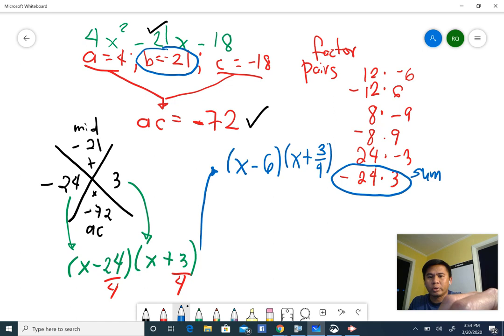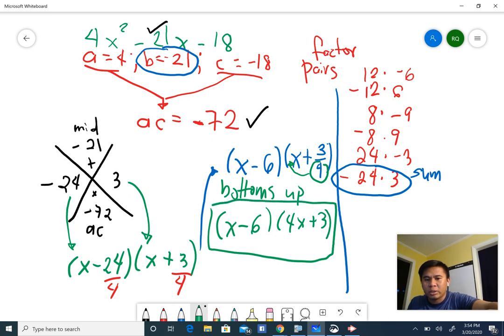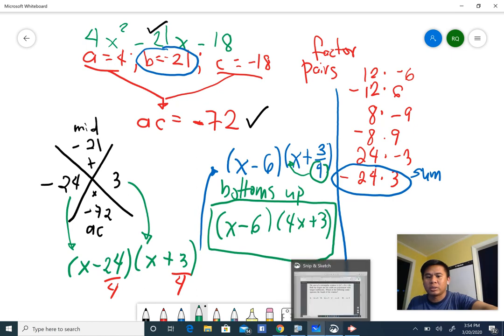After this, what we're going to do is our bottoms up. In order to do our bottoms up, whatever is on the denominator, just put it in front of the x. Hence, our answer will be x minus 6 and 4x plus 3. There we go. This will now be the factored form of 4x squared minus 21x minus 18. Again, that's x minus 6 times 4x plus 3.